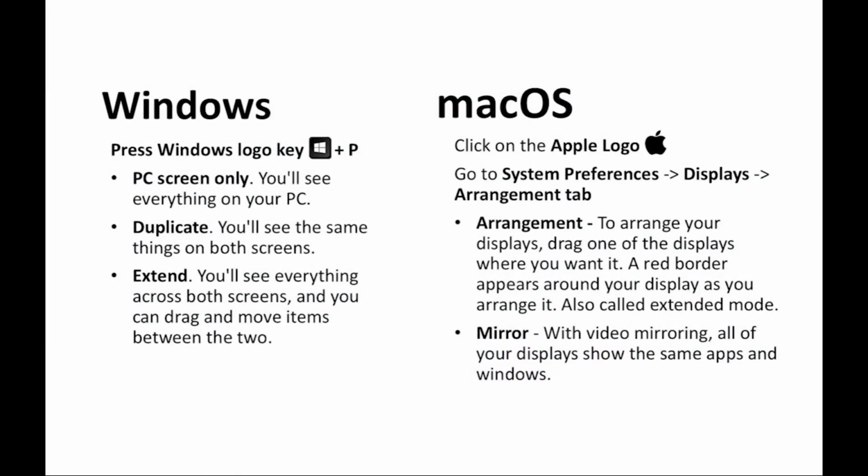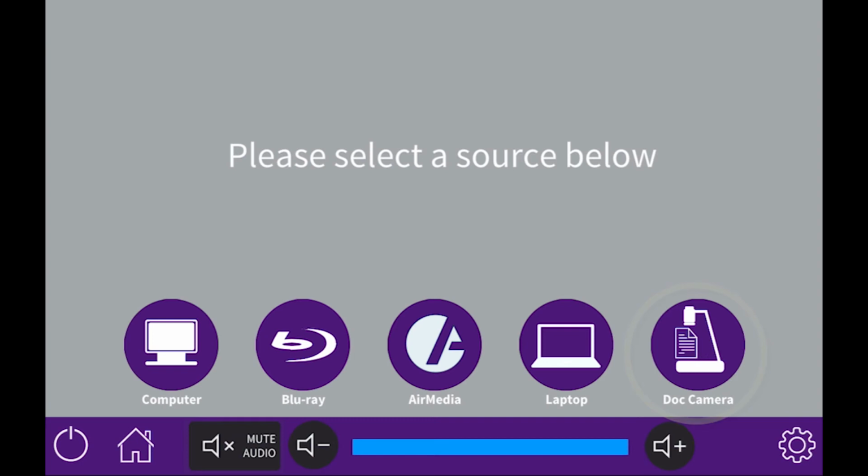Once connected, you will sometimes have to visit the control panel or system preferences on your computer in order to tell your machine to display your screen as a mirrored image. Let's check out the last source on the list, which will pull up the document camera.